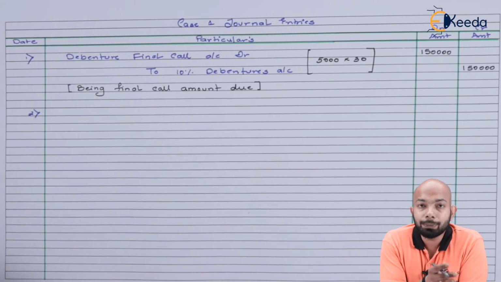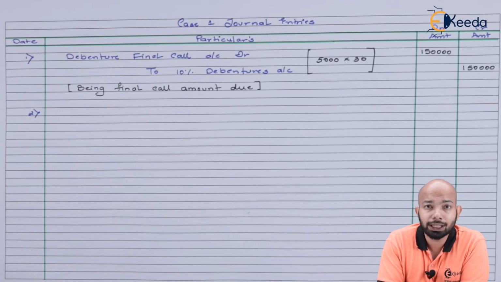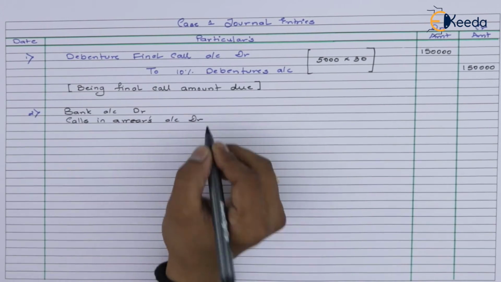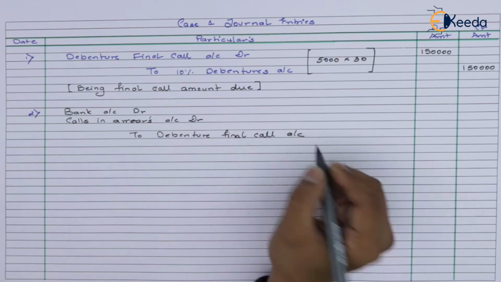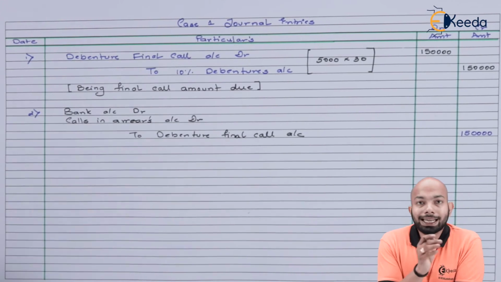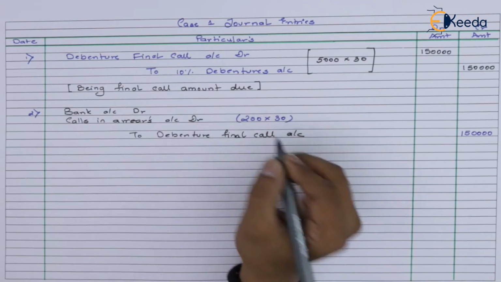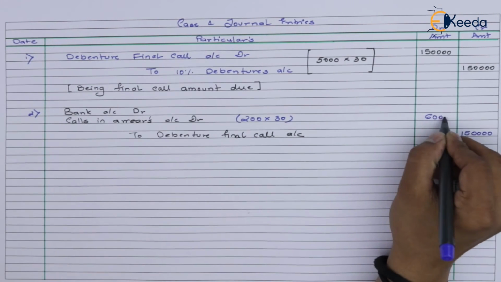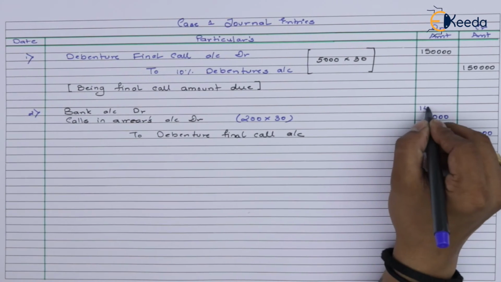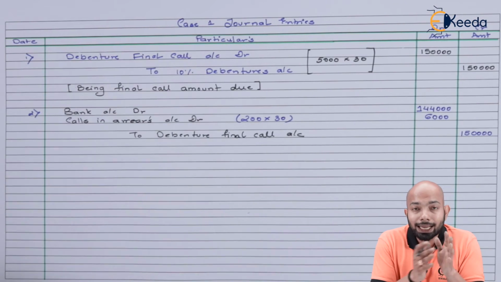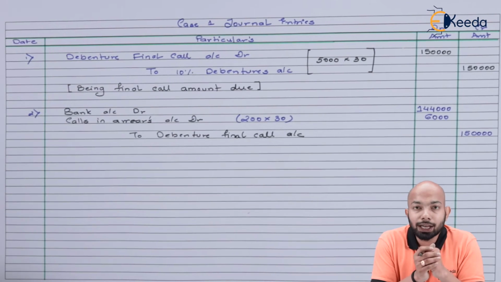Now, when it comes to receipt of final call, there is a certain call scenario, so we'll mention that entry now. The expected amount is 1,50,000, but 200 debentures of rupees 30 each weren't paid. So that is the call scenario. So in total, we have received 1,44,000. This has been mentioned. Let's mention the narration as well.